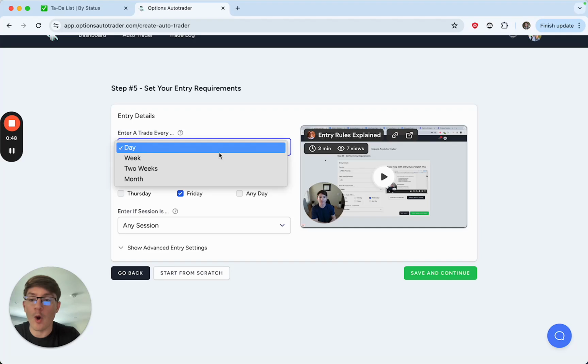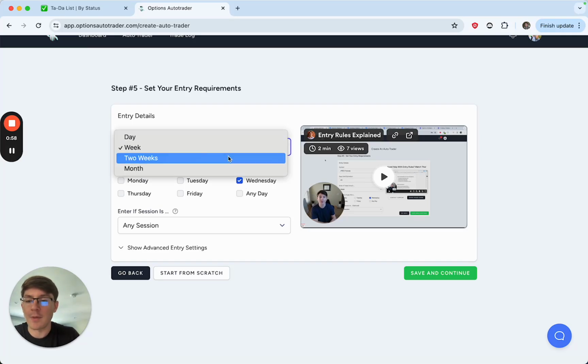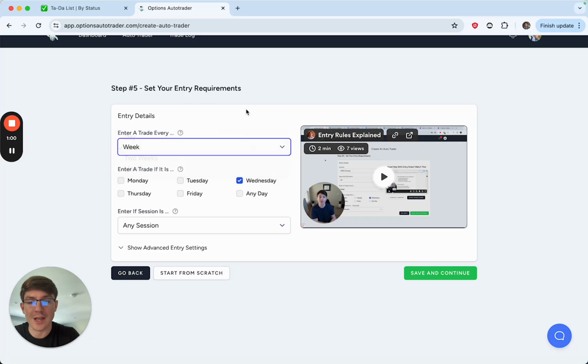Now, if you only want to enter one trade a week, click on week, and then specify what day of the week you want to enter. So again, we can do like this, Wednesday. This means we'll place a trade once a week on Wednesdays. Same thing with every 2 weeks and every month, just like that.